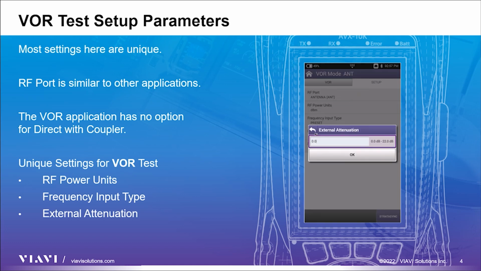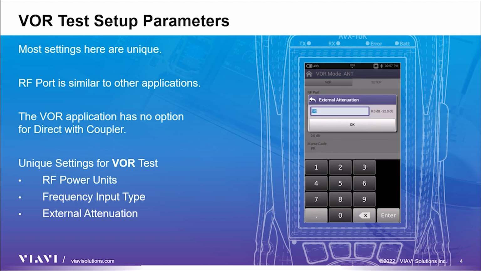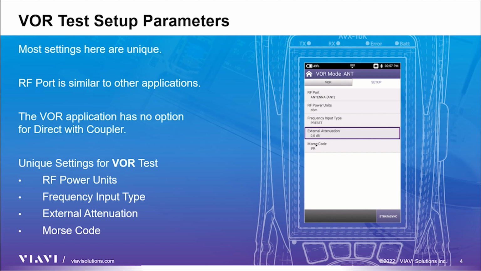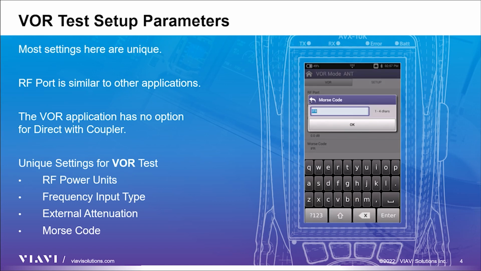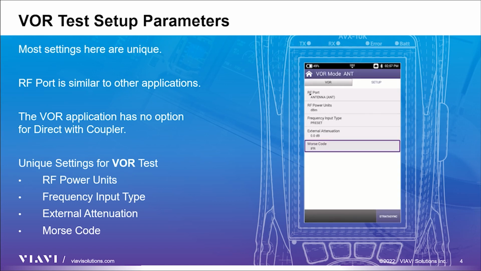External attenuation allows for 0 to 22 dB of compensation for an external attenuator on the RF I/O connector. This is used for extending the power monitor rating and range. If the external attenuator is selected, the value is displayed on all mode screens in the external attenuation field under the RF level field. The Morse code field defines up to 4 characters that are periodically transmitted when Morse is selected under the tone control setting on the main page.